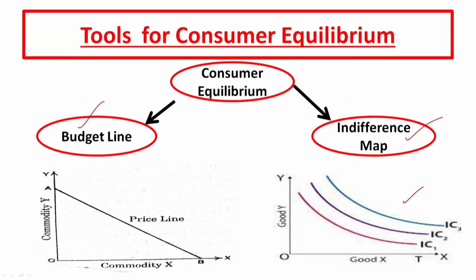This is an indifference map. An indifference map represents the various indifference curves together. Each indifference curve gives the same level of satisfaction. A higher indifference curve represents higher satisfaction. A lower indifference curve represents lower satisfaction. And this is the price line which denotes the combination of the two commodities the consumer is consuming at their respective prices within their limited income.